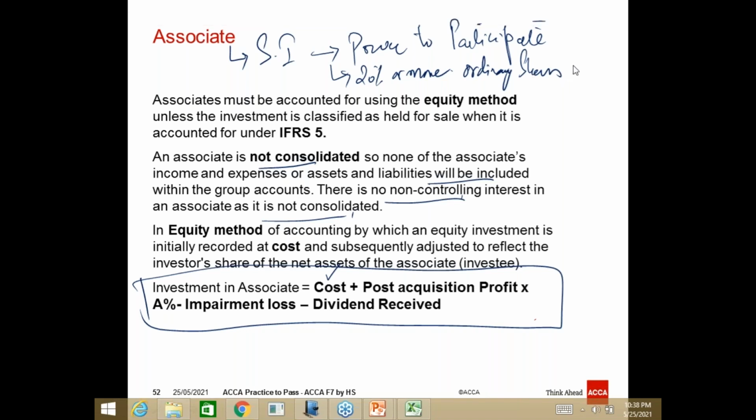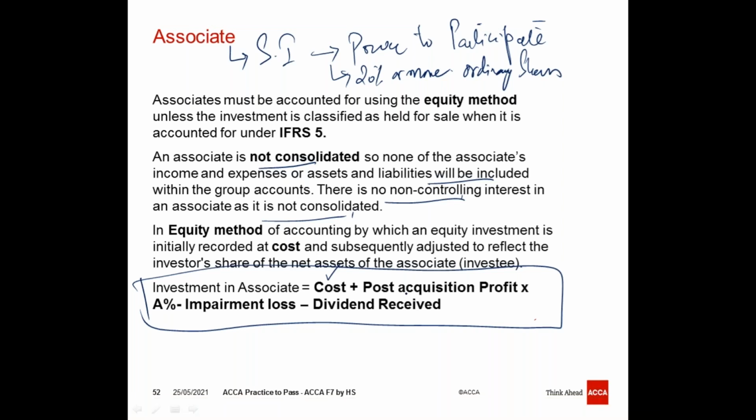Yes, ordinary shares means equity shares, and preference shares are also called equity shares if they are irredeemable in nature. Okay, the investment will initially be recorded at cost, then it will be adjusted for the post acquisition profit into associate percentage minus impairment loss. Remember this point, we never apply percentage on the impairment loss, minus dividend received, and minus unrealized profit.